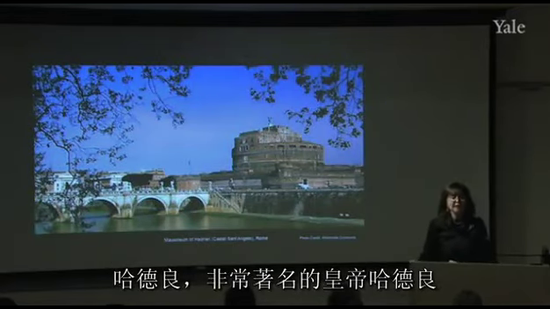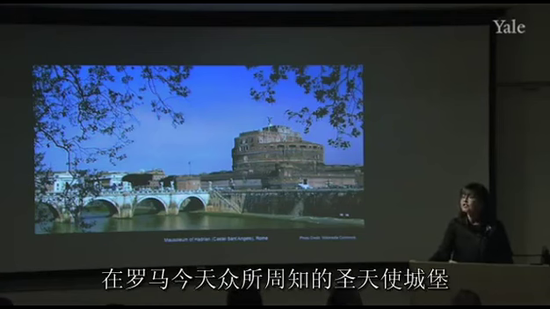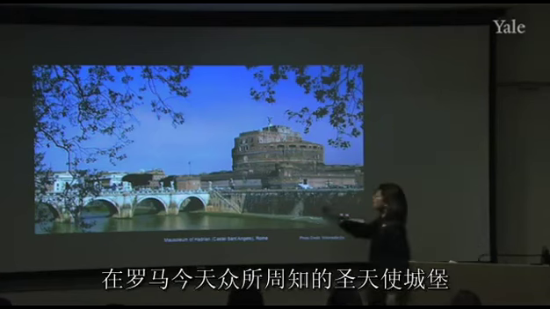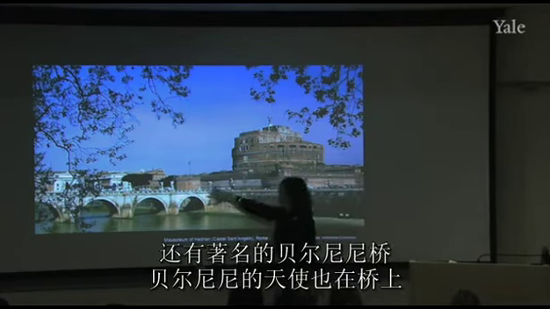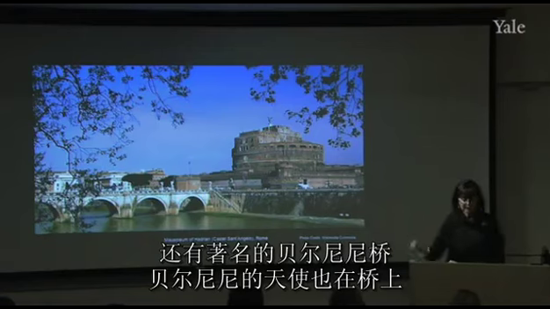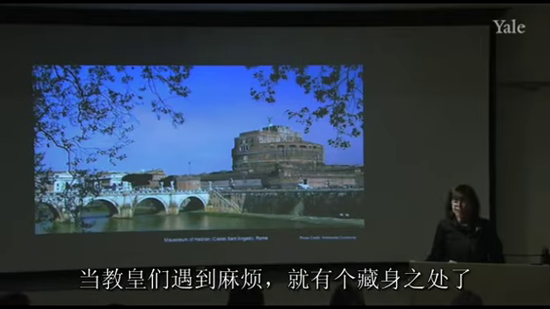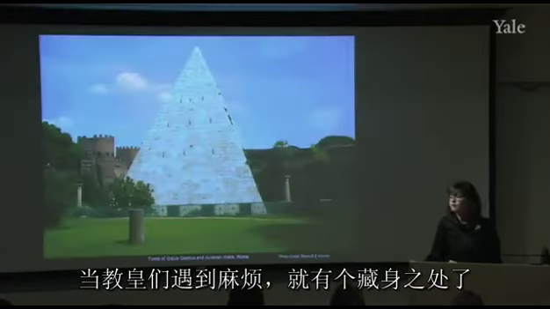Hadrian, the famous Emperor Hadrian, was also buried in a round tomb, the well-known Castel Sant'Angelo in Rome today, with its beautiful Bernini bridge, with Bernini's angels on the bridge. It is also a round tomb in its current form, transformed into a fortress that was used by the popes when they needed to hide out during times of trouble.